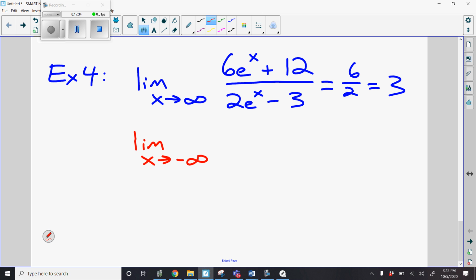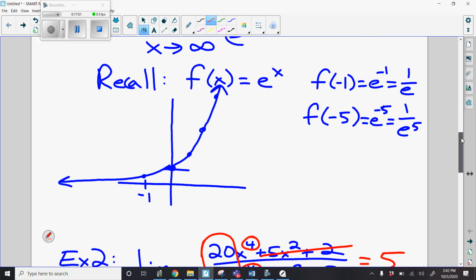Again, just as a reminder, the limit as x goes to infinity of e to the x, this is why we looked at that graph, is infinity. But what about the limit as x goes to negative infinity of e to the x? Well, again, going back to our e to the x graph, we see as x goes to negative infinity, our function goes to 0.